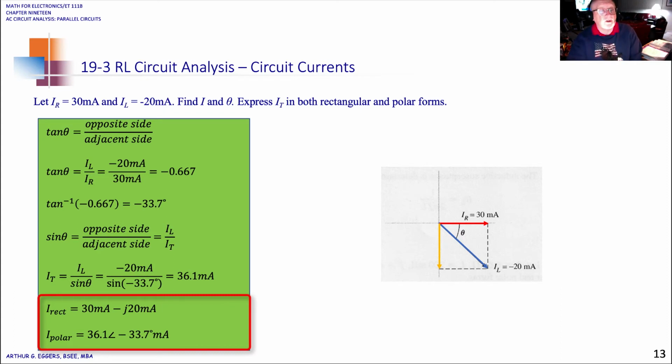So the total current in rectangular form is equal to 30 milliamps minus j 20 milliamps. Why is it minus? Because it's in the negative direction, this yellow vector. The polar relationship then just becomes 36.1, which is our total that we calculated up here, at an angle of minus 33.7 degrees.